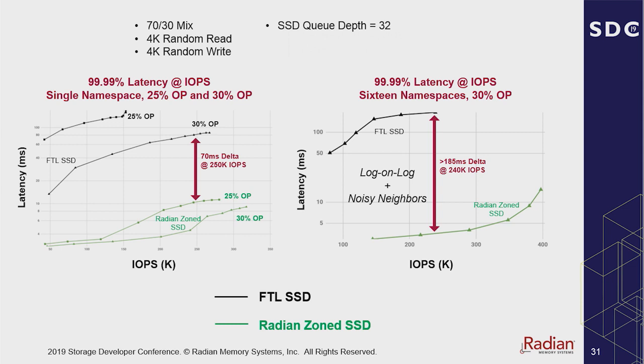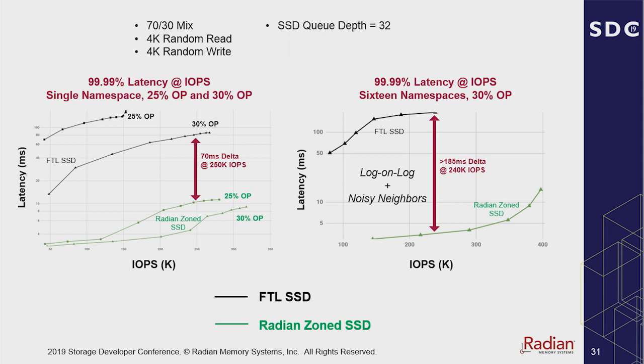So this is my last slide. In the graph on the left, we show what happens when we change the overall provisioning from 30% down to 25%. The FTL-based SSD cannot even get more than 150K IOPS, while the Radian Zoned Flash drive, although affected by the lower over-provisioning, still significantly outperforms what the FTL-based SSD could do with the higher over-provisioning of 30%.